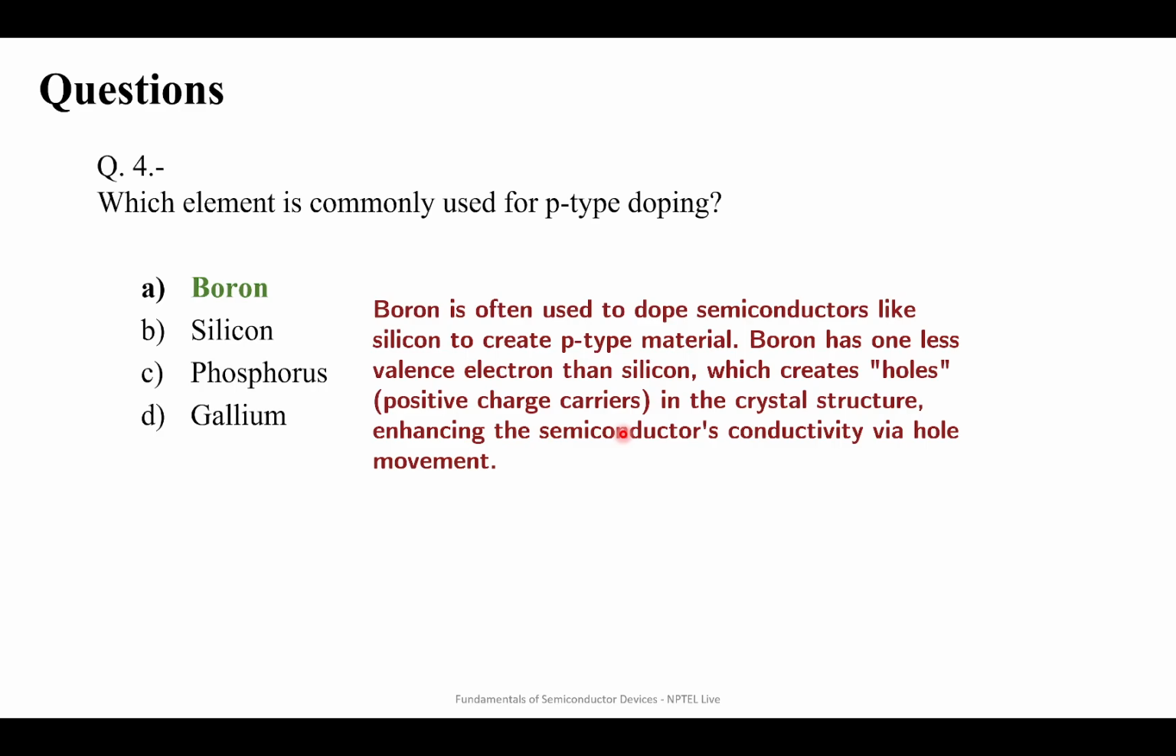So in n-type doping, we were increasing electrons and electron movement was giving us higher conductivity. Now we are increasing holes and hole movement is giving us higher conductivity.